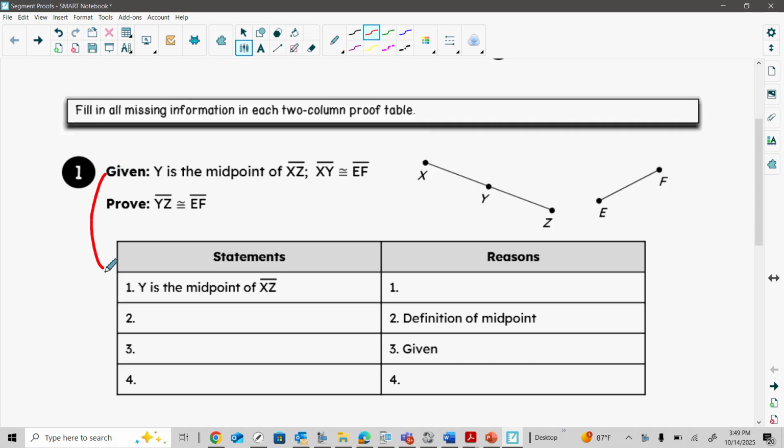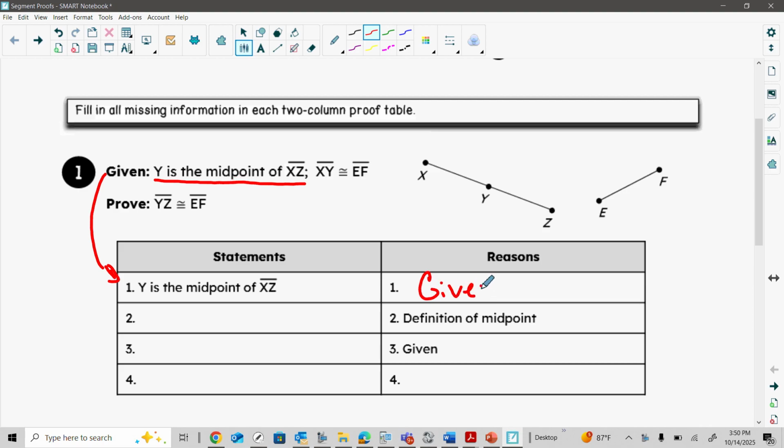If you look right here on the first line, Y is the midpoint of XZ. That is only this part of the given statement. So I write given here.